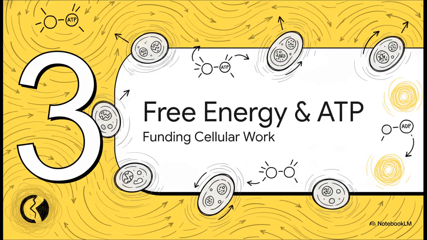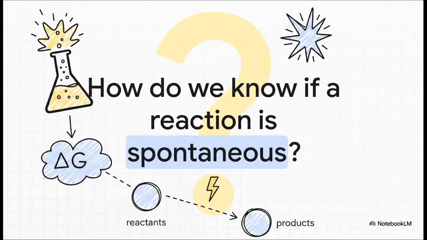Which naturally brings us to our third lesson, free energy and ATP, and how we actually fund all this cellular work. We really need to understand how the cell manages to fund this constant uphill battle against entropy so we can stay alive and organized. Because listen, if a cell ever reaches thermodynamic equilibrium, it can't do any work. And if it can't do work, it dies, period. So, let me pose a question to the class here. How do we actually know if a chemical reaction will just happen on its own without an input of energy?